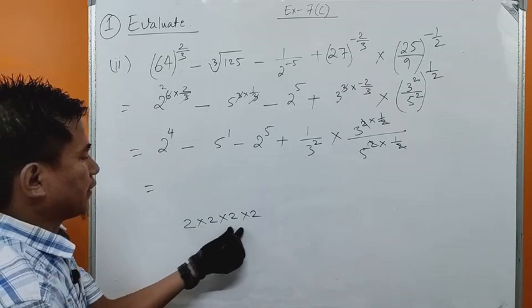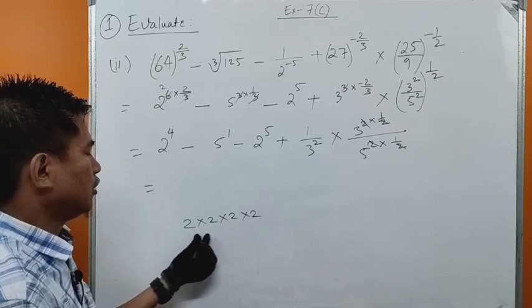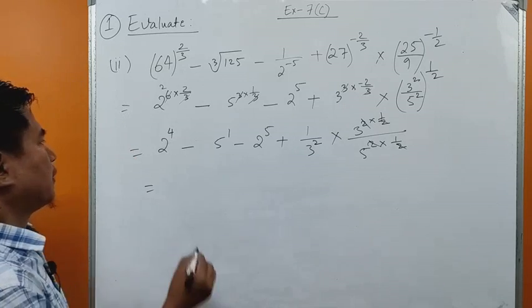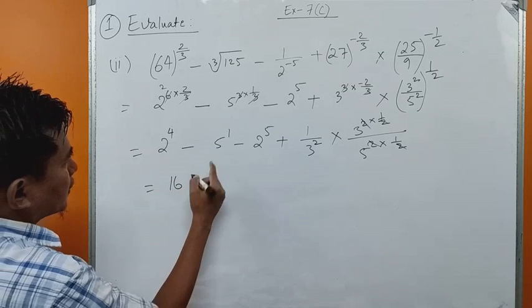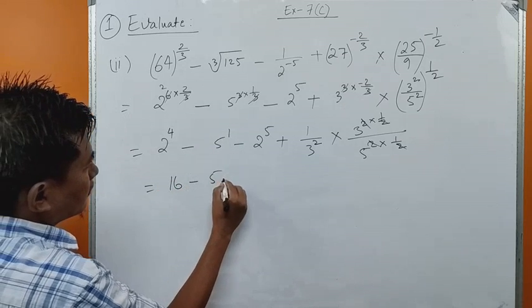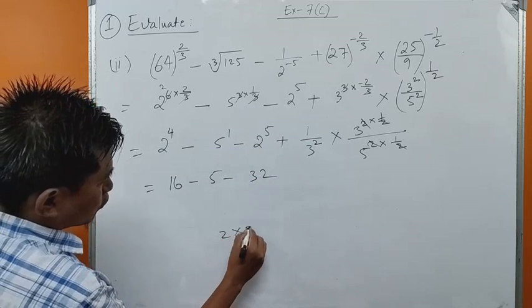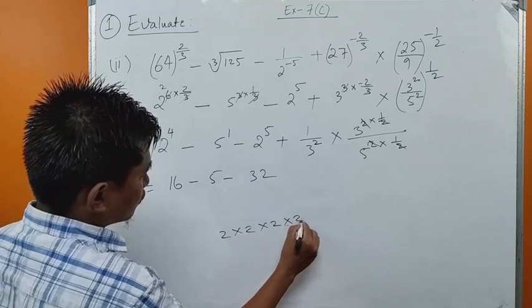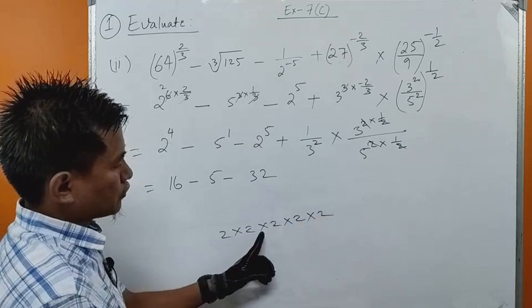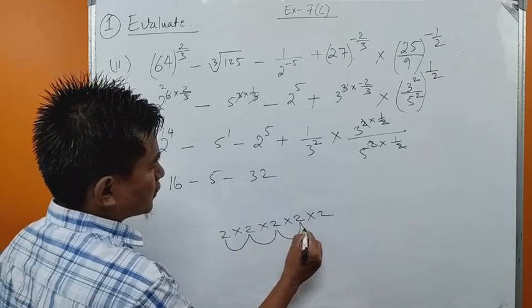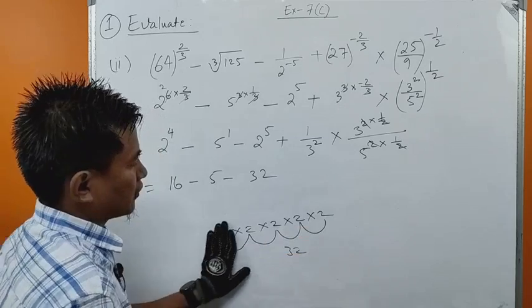2 multiplied 4 times: 1, 2, 3, 4. 2 to the 4, 4 to the 8, it was a 16. So 2 to the power 4 means 16, minus 5 to the power 1 means 5, minus 2 to the power 5 means 32, isn't it? 2 into 2 into 2 into 2 into 2: 1, 2, 3, 4, 5. 2 to the 4, 4 to the 8, 8 to the 16, 16 to the 32, okay?